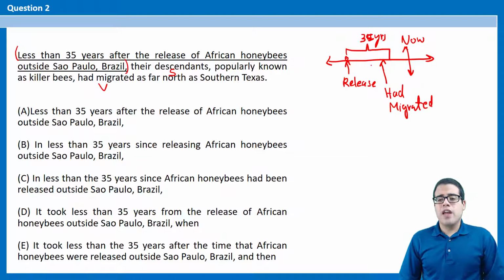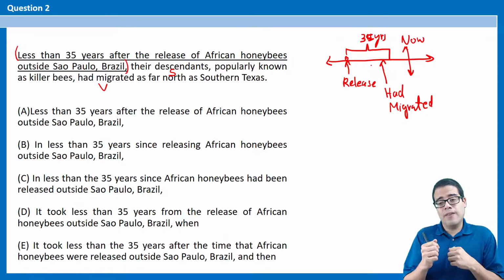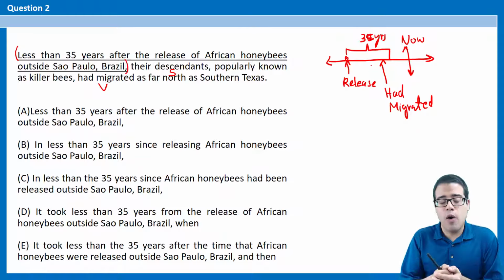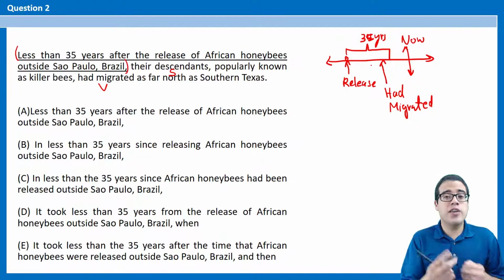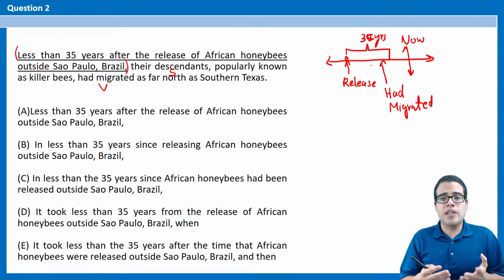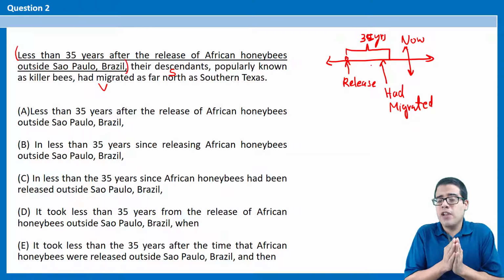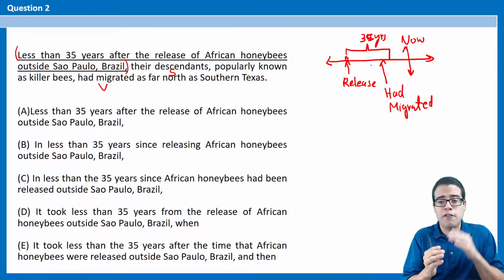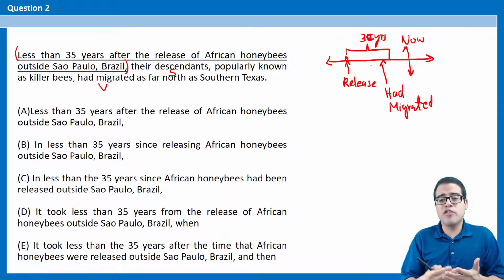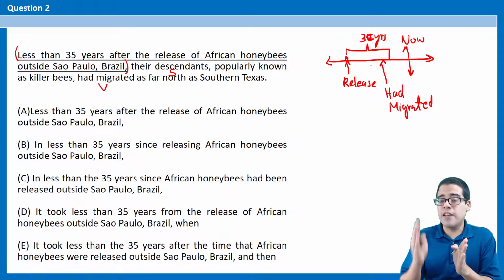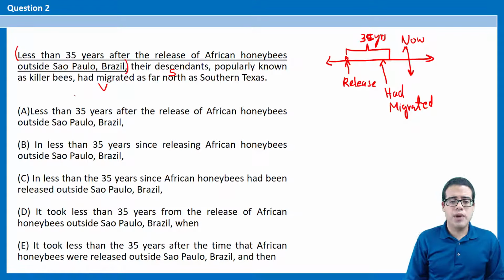Okay, so here the event is 35 years after the release, but the action of migrating occurred before those 35 years. So we have the second use of the past perfect, an action that ended before an event. What was the event? The full event would be the 35 years from the release up to 35 years later. The migration occurred before the event, before the 35 years were completed. Okay, that's why A works.